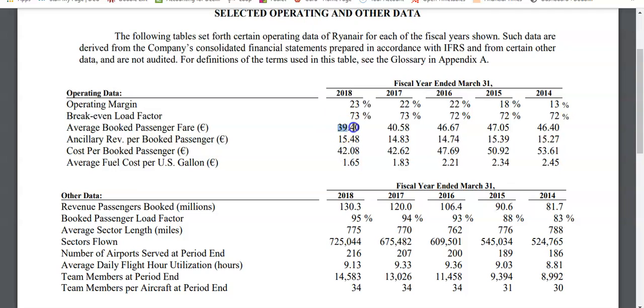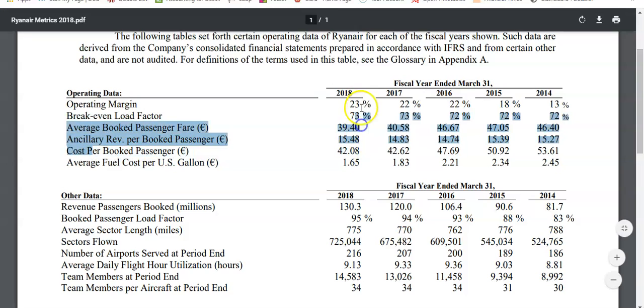So they say we make about €39 from the average booked passenger fare. We make about €15 from ancillary revenue, so selling tickets, in-flight food, etc. 39 plus 15, so you're talking about €54, €55 for every passenger. And the cost per booked passenger is 42. So how much of the plane do they need to fill to break even?